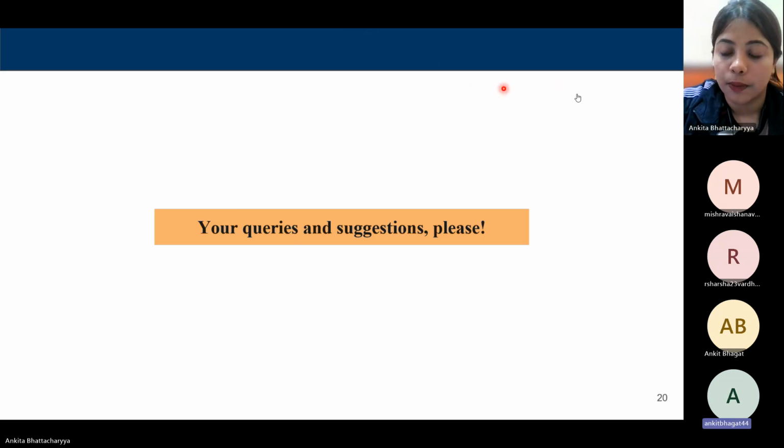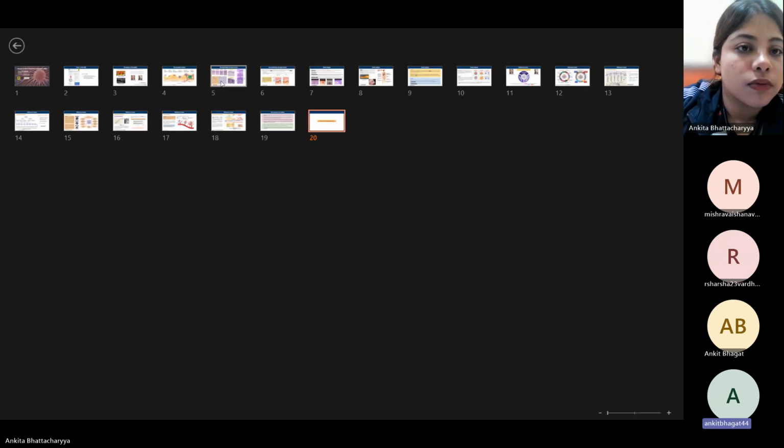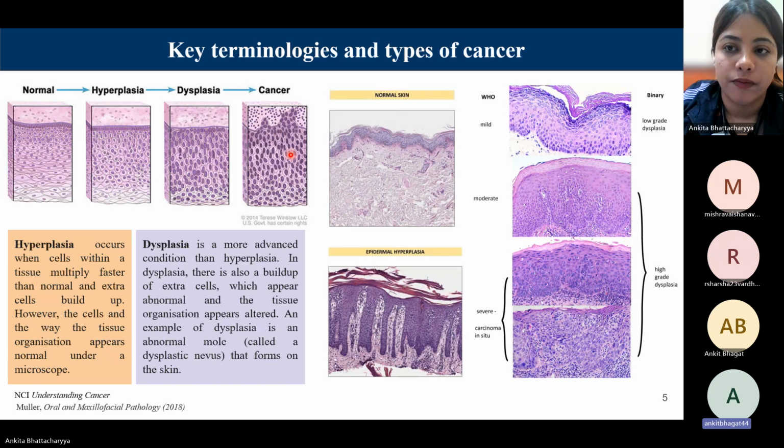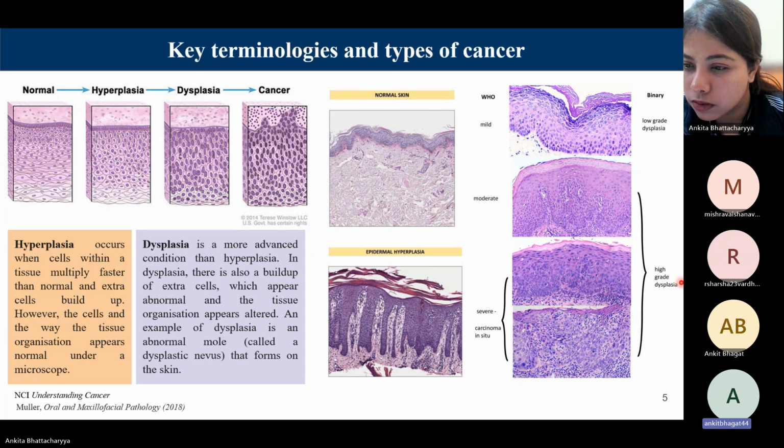Ma'am, if you don't mind, can you please go back to the fifth slide? I have a doubt. This one? Yes, ma'am. In the second picture, it is written that there is low-grade dysplasia and then high-grade dysplasia. But after the dysplasia turns into cancer, so when does the high-grade dysplasia turn into cancer?